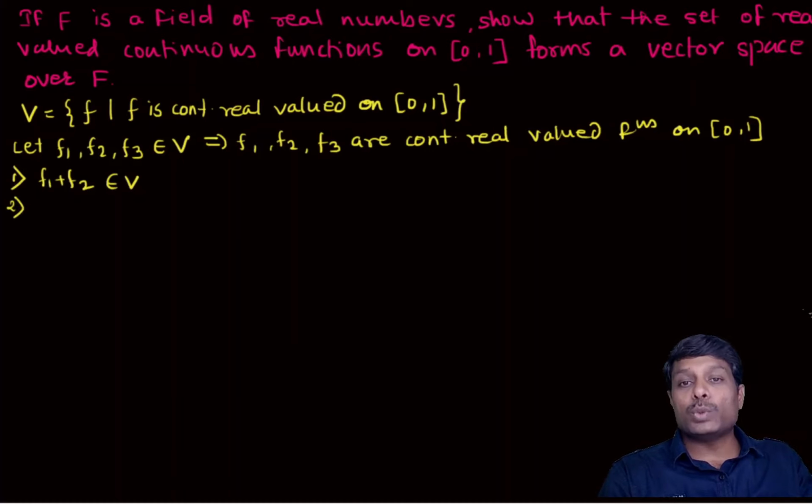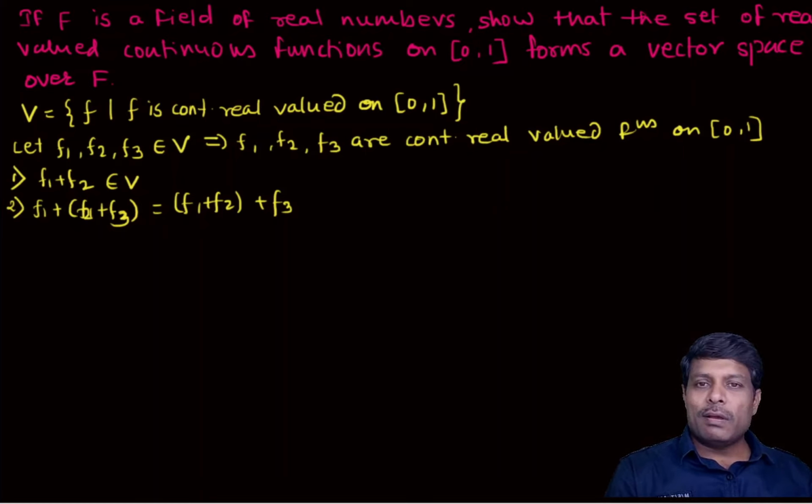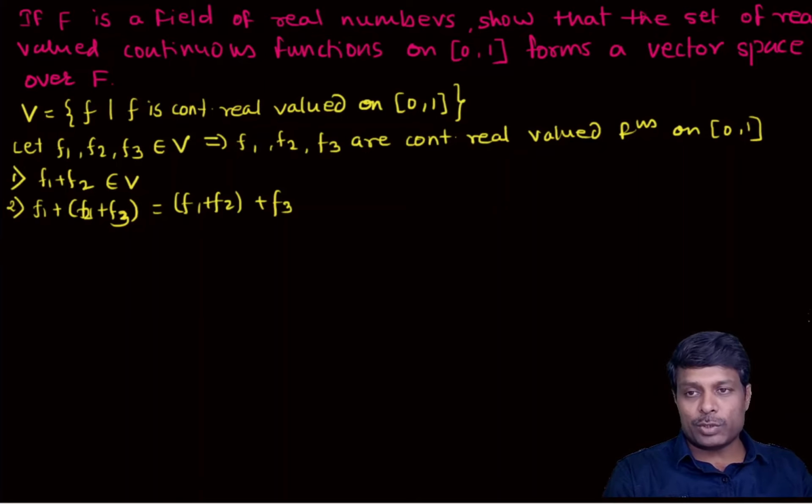Number 2, associative law. That means (f1 plus f2) plus f3 is equal to f1 plus (f2 plus f3). Because we can easily give the reason: the associative law always holds in continuous mappings. Therefore, this associative law holds with respect to addition here also.